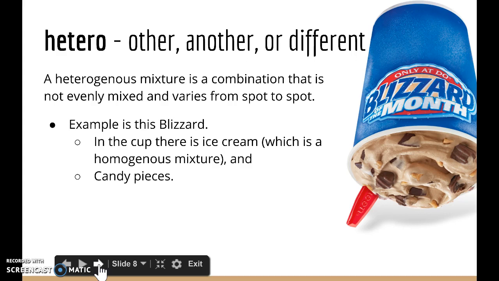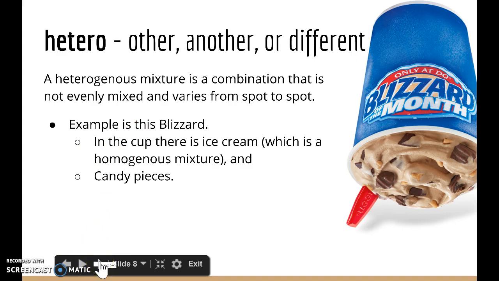A good example of this is a blizzard. In the cup there's ice cream, which is a homogeneous mixture, and there are candy chunks. Those candy chunks are mixed throughout, and every spoonful you get is going to have a different combination of candy chunks and ice cream. And that makes that a heterogeneous mixture, a mixture that is different from bit to bit.